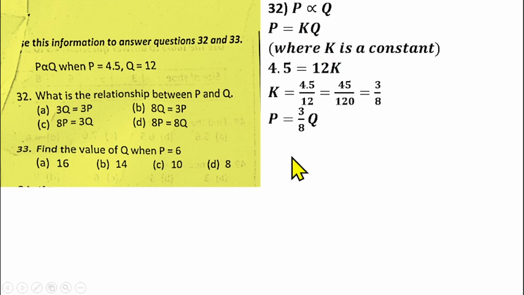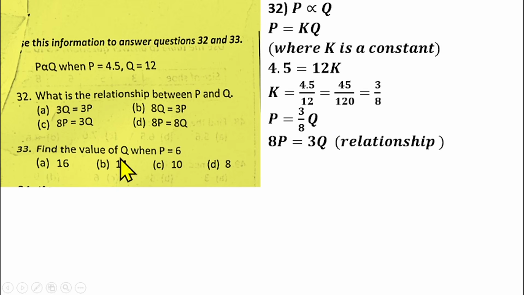If you cross multiply, you'll have 8P equals 3Q, which is the relationship between P and Q, and that makes option C the right answer for question number 32.